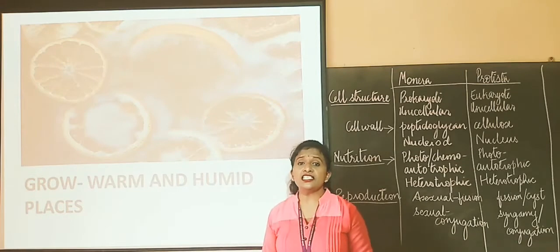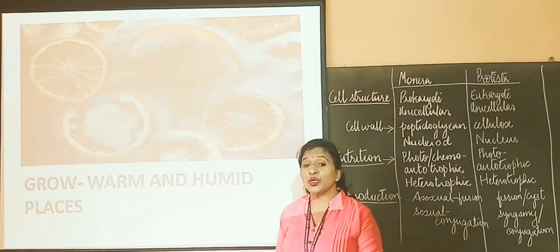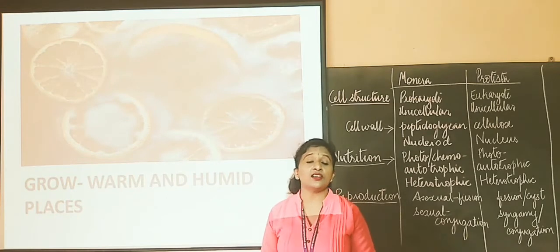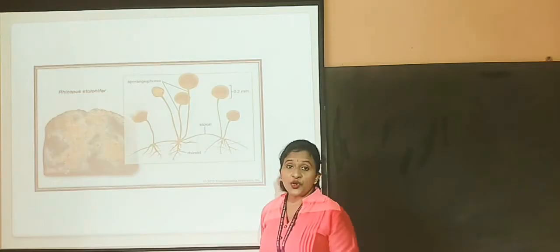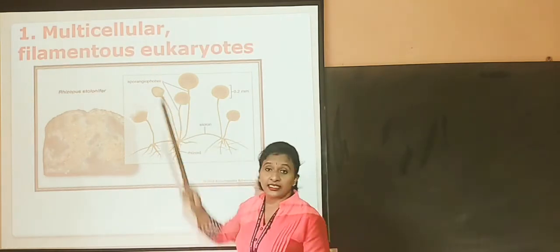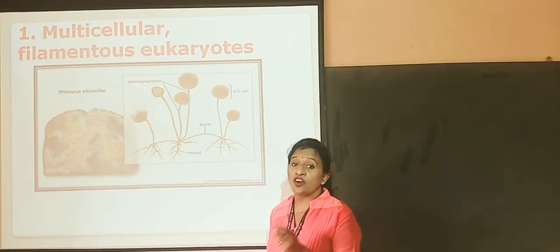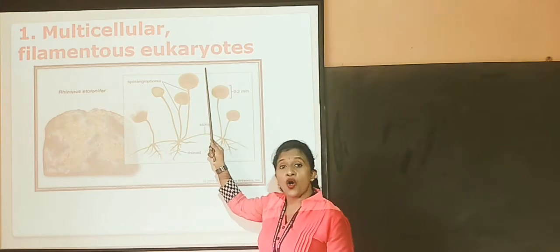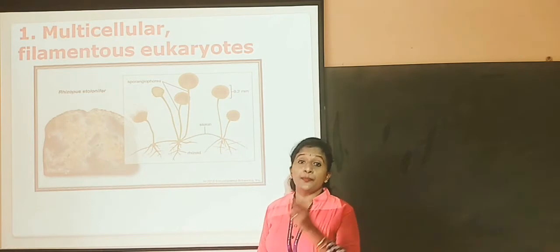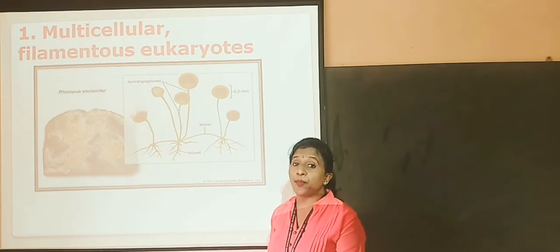So we see that these fungi grow in warm and humid places. They usually grow on land, in soil, water, air, on plants as well as on animals too. So the salient features are: all the fungal species are multicellular, they are filamentous except the unicellular yeast, and all are eukaryotic in nature, indicating that the nuclear membrane is present surrounding the genetic material, and also there are membrane bound organelles.